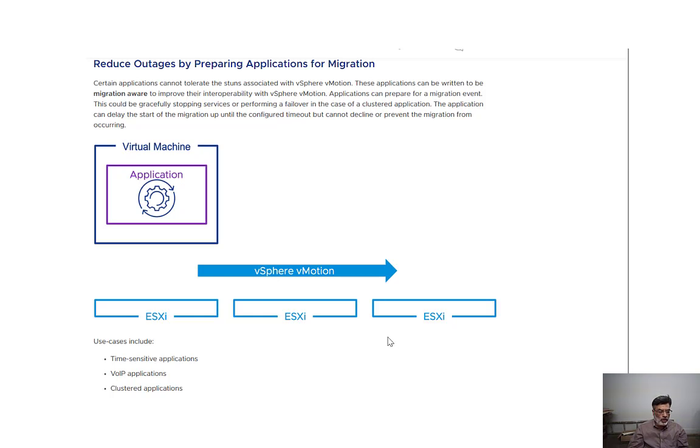So the use cases are time sensitive applications, VoIP applications, voice over IP, and cluster applications. Now in the new version they overcome this delay problem and reduce the outage of the application for migration. So during the migration they overcome the problem of millisecond delays. So they also improve in this area.